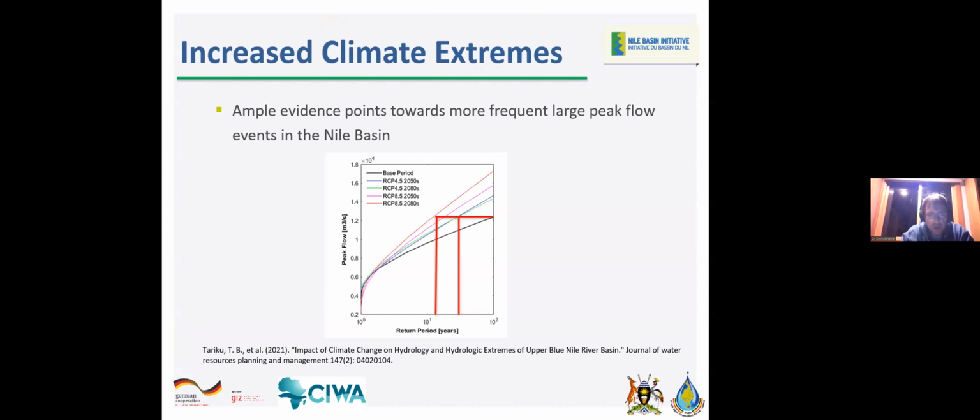So just this one paper recently from Takaru et al. would indicate that at the same peak flow, the black line at the bottom being our base period, you may get these more often. So, for example, I look at this and I think what was a 100-year flood event can now be every 15 or 30-year type event, and then higher extremes as well as more frequent.